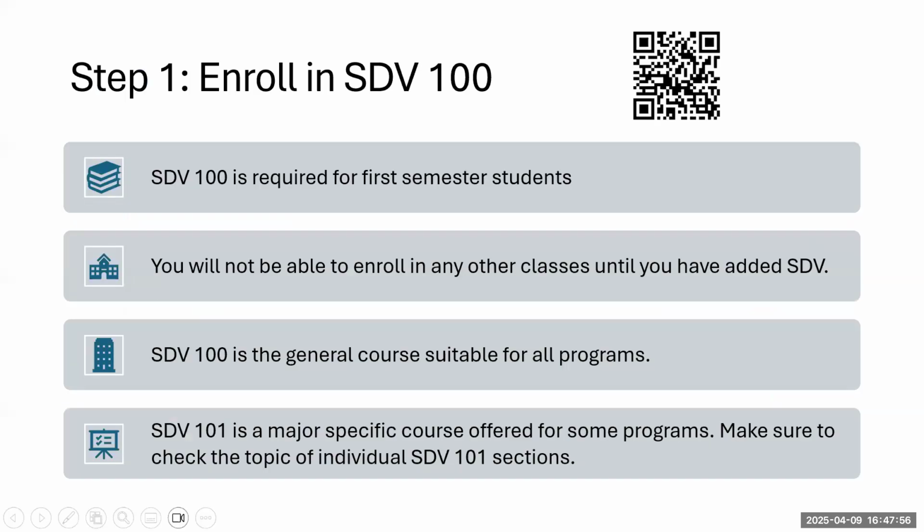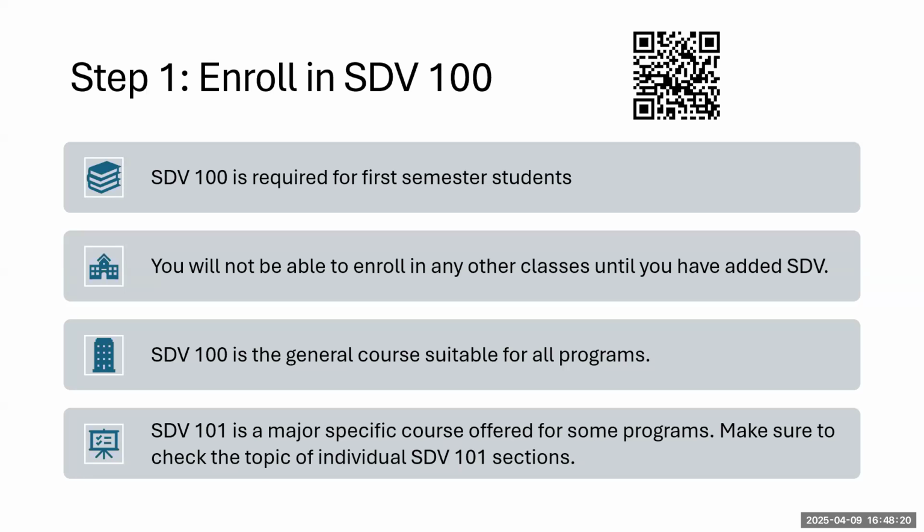So the steps for enrolling in your first semester classes are pretty simple. We're going to start by enrolling in SDV 100. SDV 100 is required for first semester students, and you will not be able to enroll in any other classes until you have added SDV. SIS, the system we use to enroll, will actually block you from enrolling unless you've added SDV.